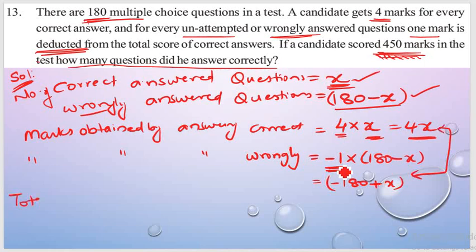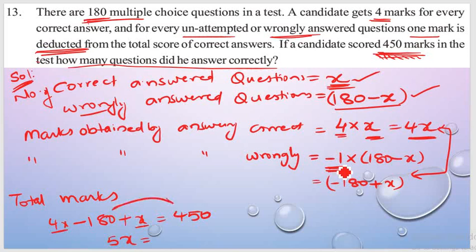So the total marks are nothing but 4x minus 180 plus x, is equal to, what are the marks that he has obtained? 450. So from this, 4x plus x is nothing but 5x. This minus 180, if I transpose, becomes plus 180. So 450 plus 180, which gives me 5x is equal to 630.